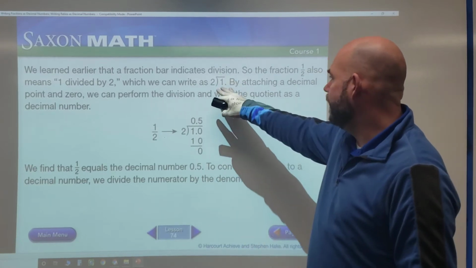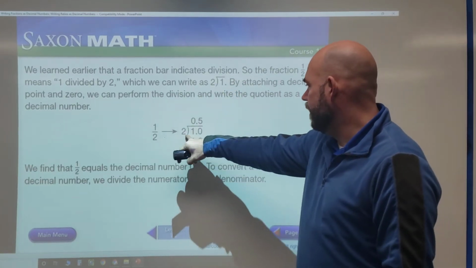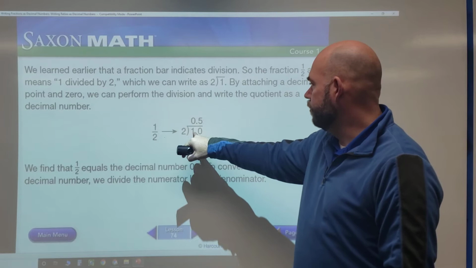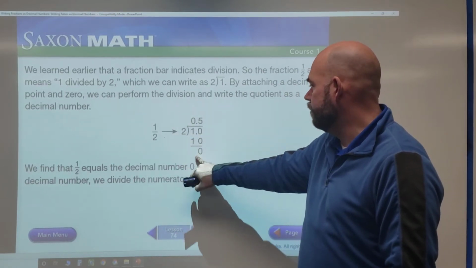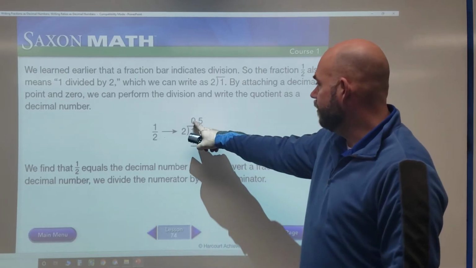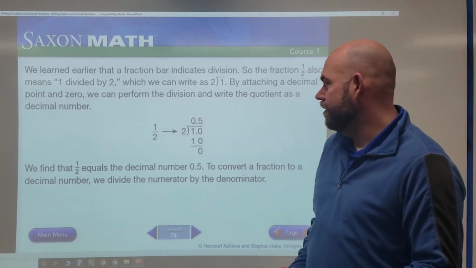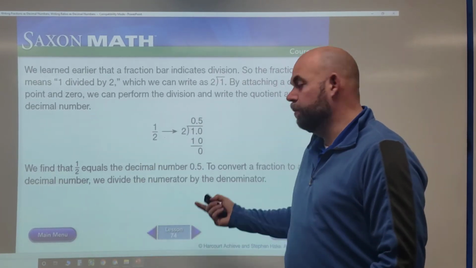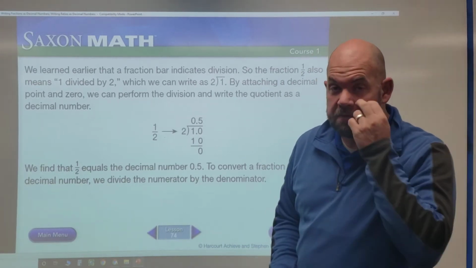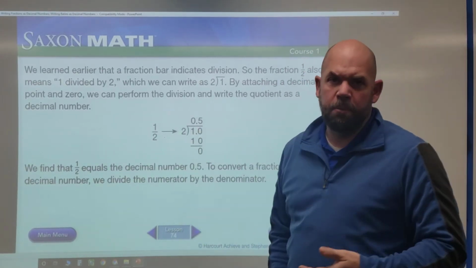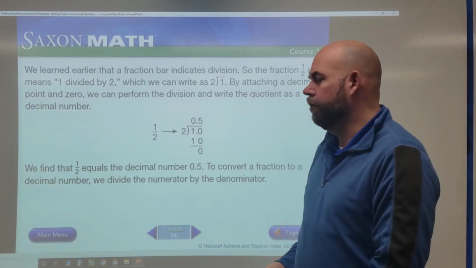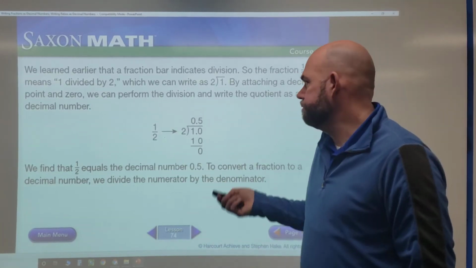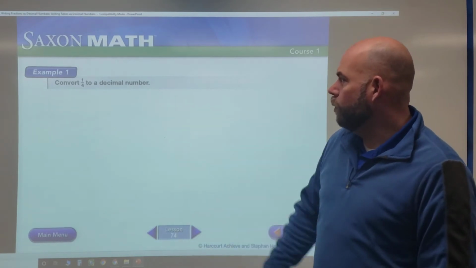So here, we take 1/2, we put it in the box, we can do the division. 2 goes into 1 0 times, but 2 goes into 10 5 times with no remainder. So we get 0.5 as our answer. That means we find that 1/2 equals the decimal number 0.5. And later we'll convert that 0.5 into a percent, and especially when we're talking about ratios, that would be 50%, right?